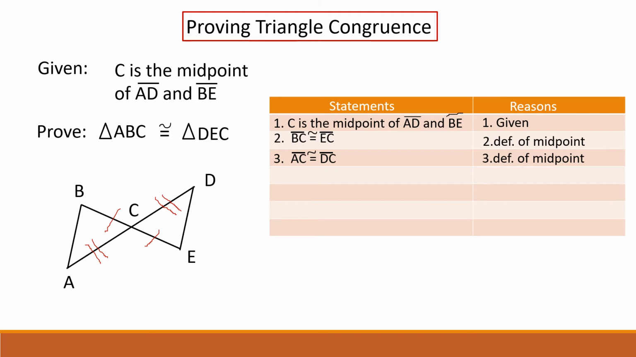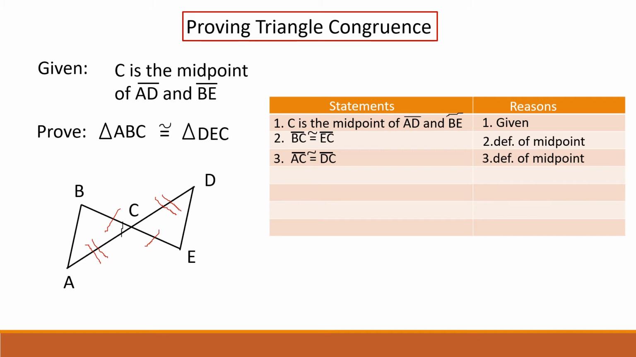So look at this one. You already have side, two pairs of sides that are congruent. Now, what else can we get out of this? What other parts of the two triangles can we prove congruent here? Look at this one.